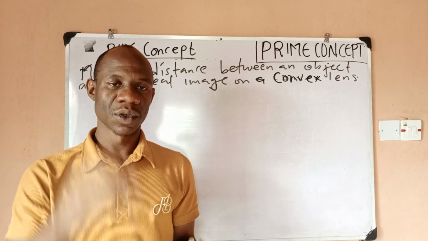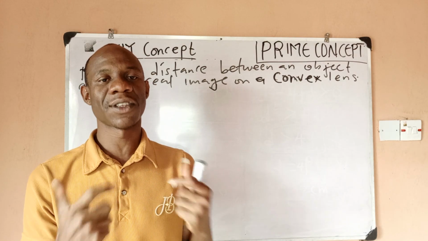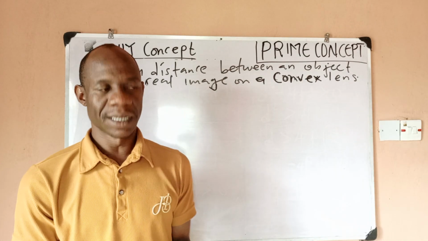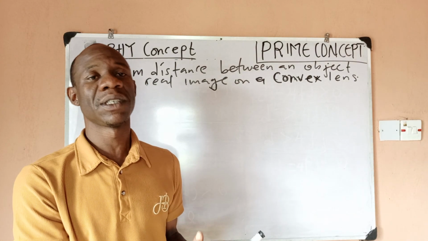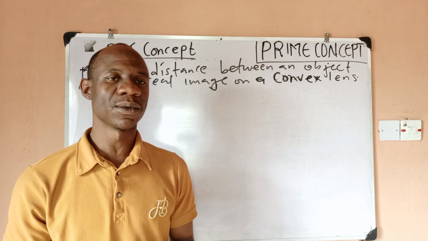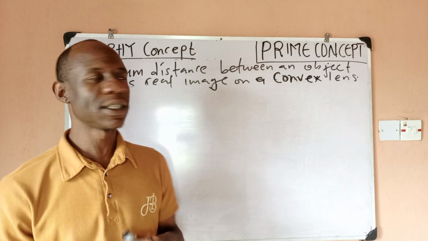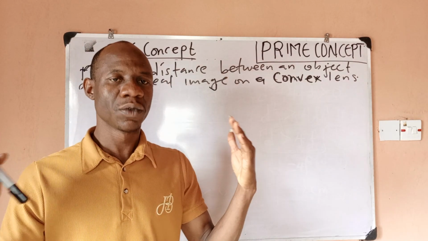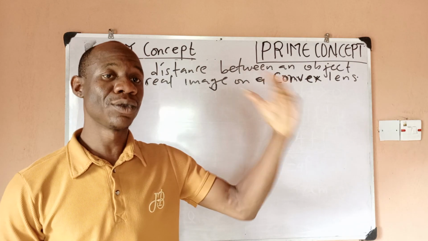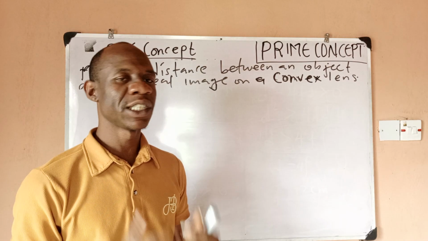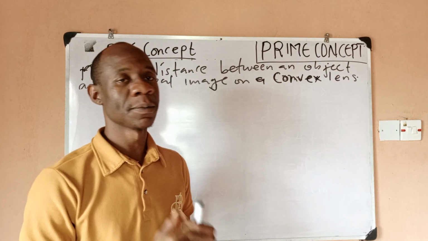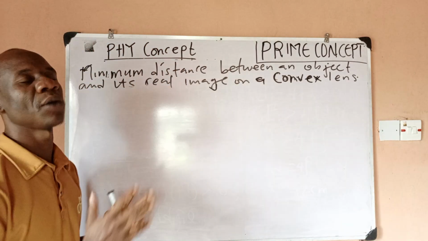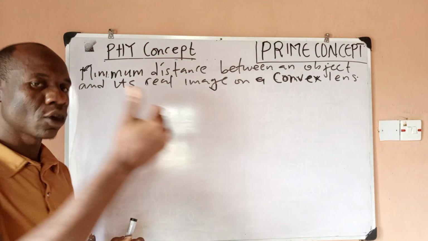So if that minimum distance is not clear to you, you may put your screen at a certain position and expect to find an image there, which would not be possible. So in this video, we want to consider the minimum distance that should be between an object and its real image so that the image can be captured on a screen. I'm going to call that distance D. So we want to find what the minimum value should be so that we don't go below that value.